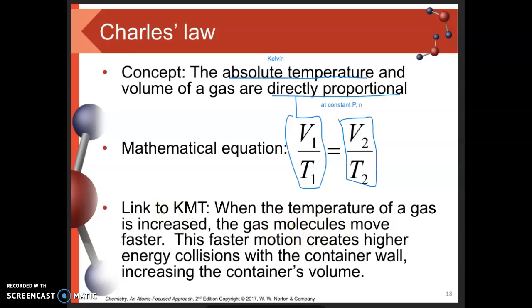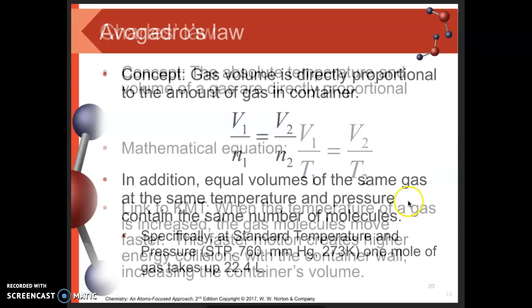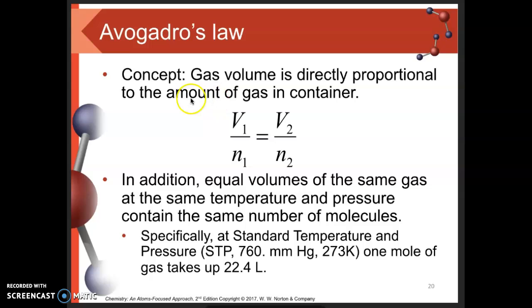Let's take a look at this from another concept. Thus far, we've held constant the idea of the amount of gas. What if we no longer did that? To do that, we would have to look at something called Avogadro's Law. Avogadro's Law says that the volume of gas is directly proportional to the amount of gas that is in that container.